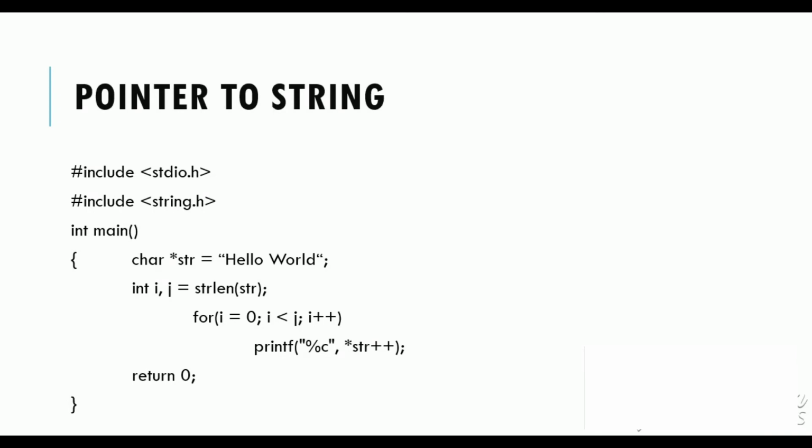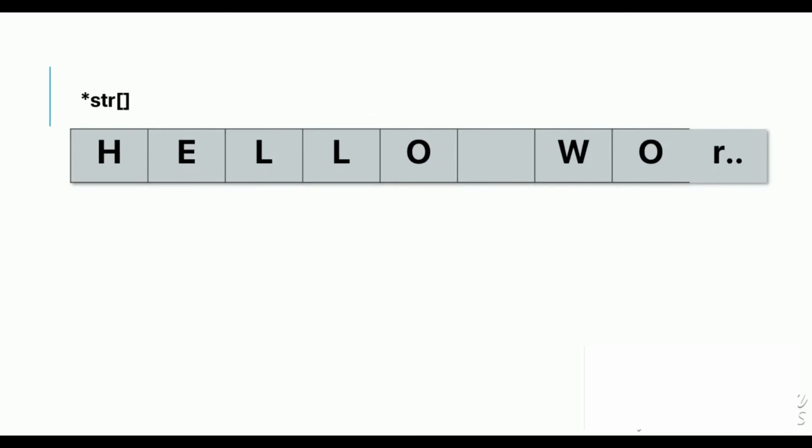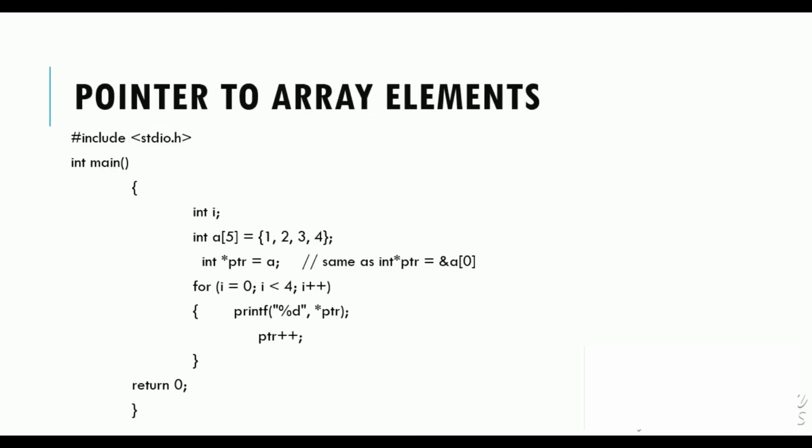So let's jump to the next topic, that is about arrays, pointer to array elements. Let's start with the code and understand what it does. In the code below, you can see that we have declared an array a of size 5, where we have stored 4 elements: 1, 2, 3 and 4. Here we have also declared a pointer variable ptr and defined it as a. In the for loop below, i starts at 0, i is less than 4, and i is incrementing with i plus plus.